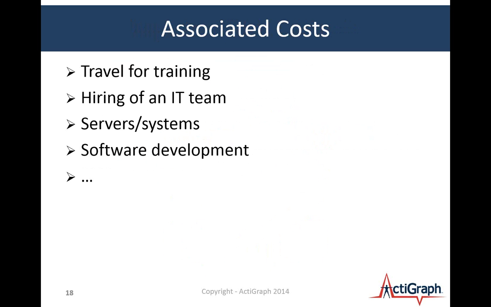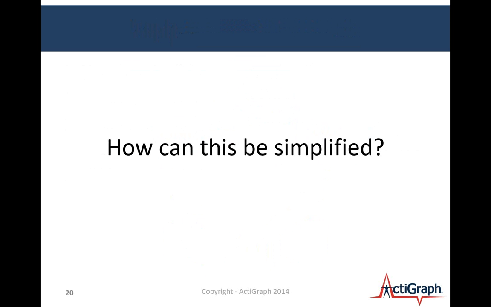And there are costs associated with all of these challenges. You know, there's travel for training, there's hiring of an IT team to manage the computers that are at each site. There are servers and systems that have to be employed to manage the download and collection of that data or the hosting of that data, and then there's software development, and I can go on, but we've seen it numerous times. My question is, how can this be simplified? And again, I work for ActiGraph, so specifically, if you are using our product, how can we help you simplify this?